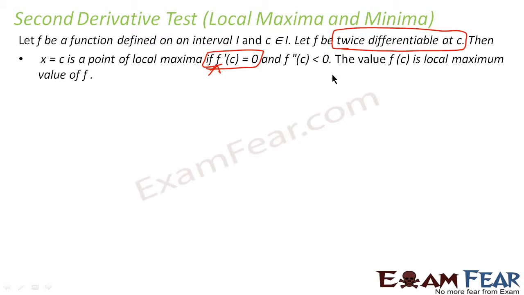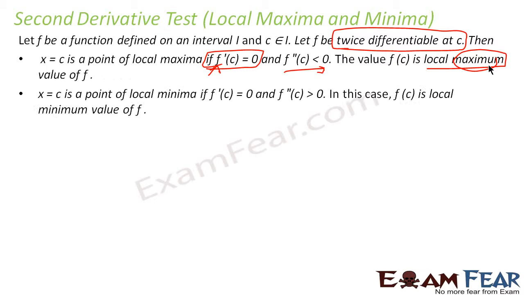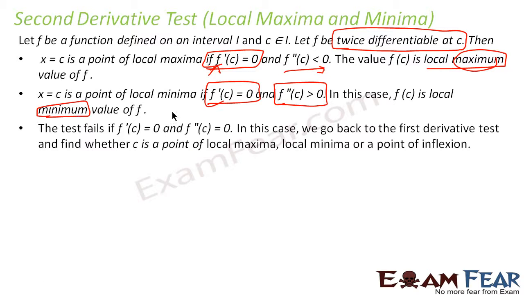But we don't know. To find that, we find f double dash c, and if this is less than 0, my c is local maxima. Please note, less than 0, so it is maximum. Same case, if f dash c is 0, I don't know whether it is local maximum, minimum or point of inflection. What I do is I find f double dash c. If f double dash c is greater than 0, then it is a local minimum. This test fails if f double dash c is 0.